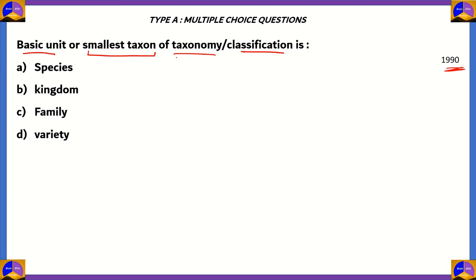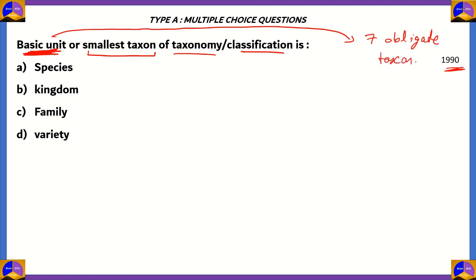Now, here we're talking about basic unit. So the term basic unit, the basic taxon, applies to the 7 obligate taxons in the taxonomic hierarchy. So we have 4 options here.